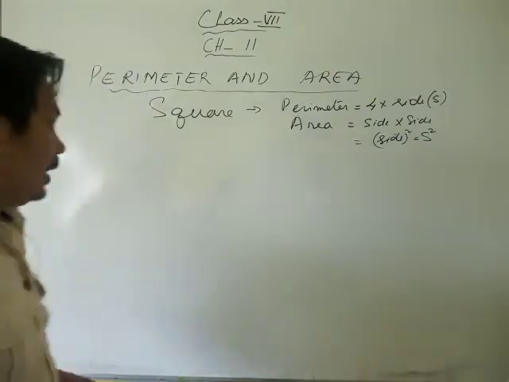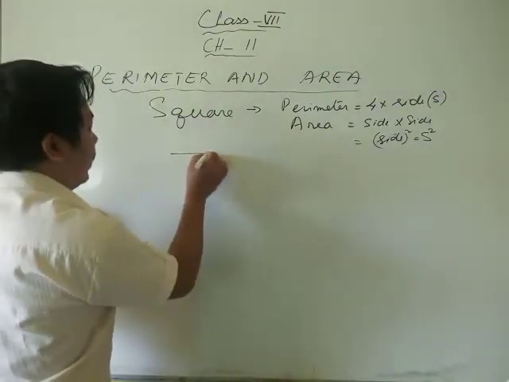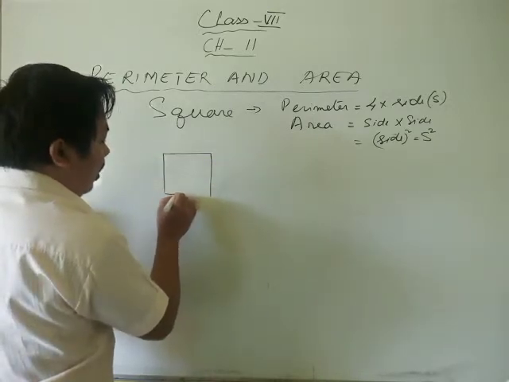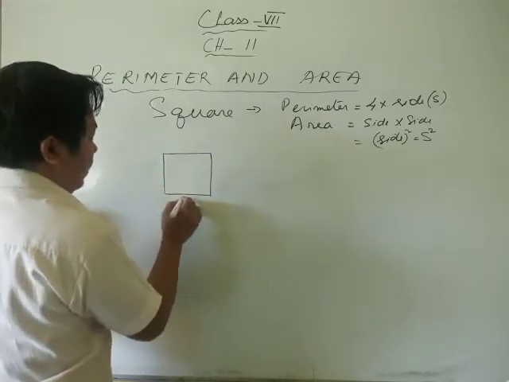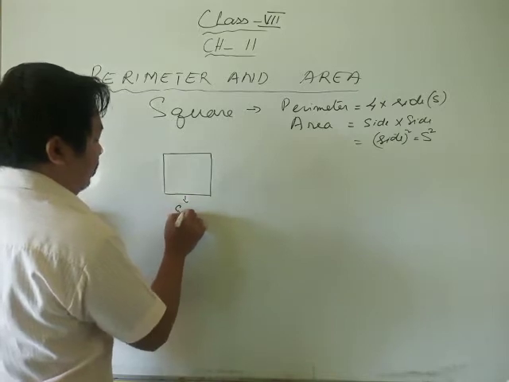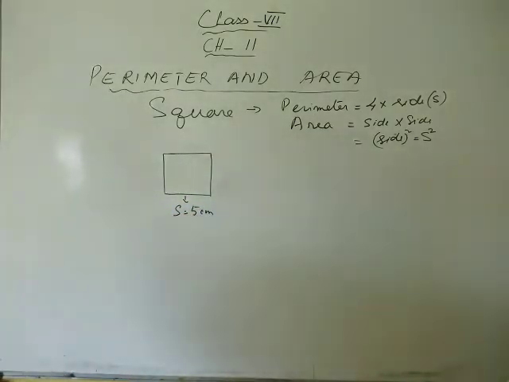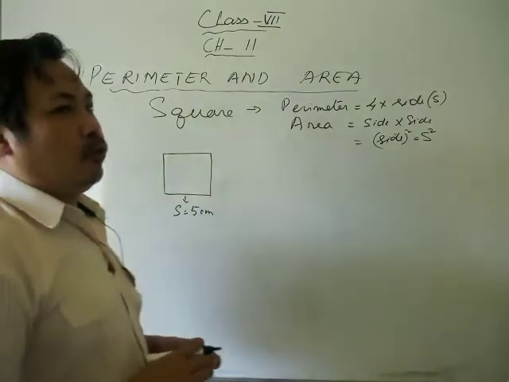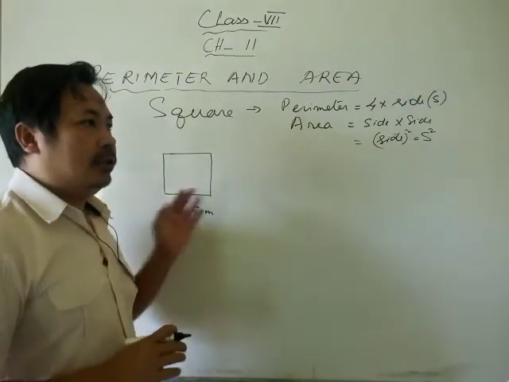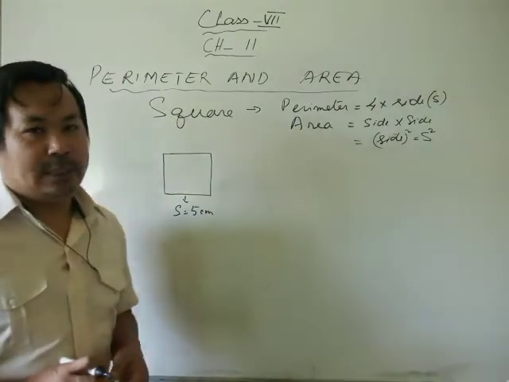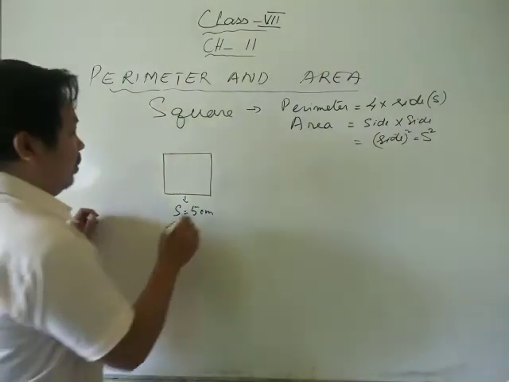So let us take one example. For example, a square is there and it has a side equal to 5 centimeter. So when you have one side as 5 centimeter for a square, you must know that the other three sides of the square will also be 5 centimeter, isn't it? So what happened now?